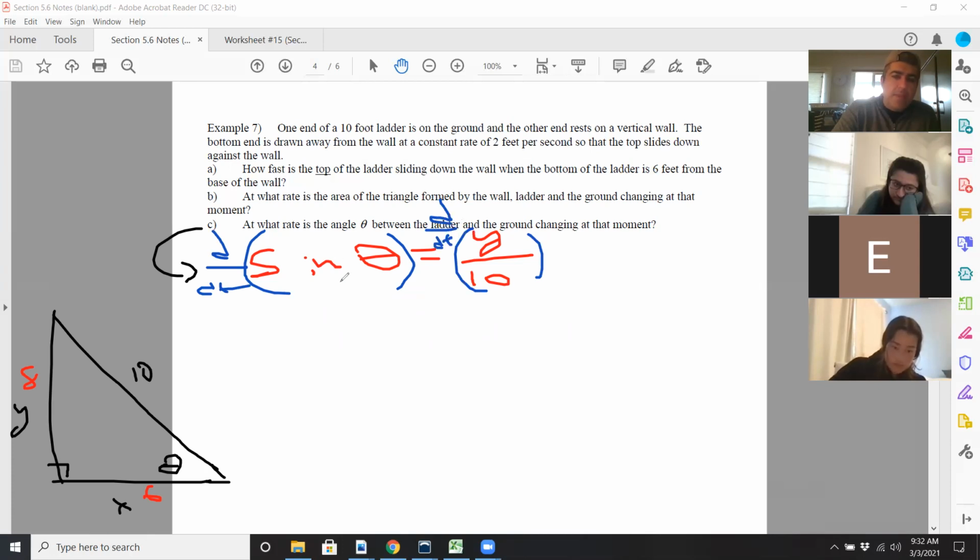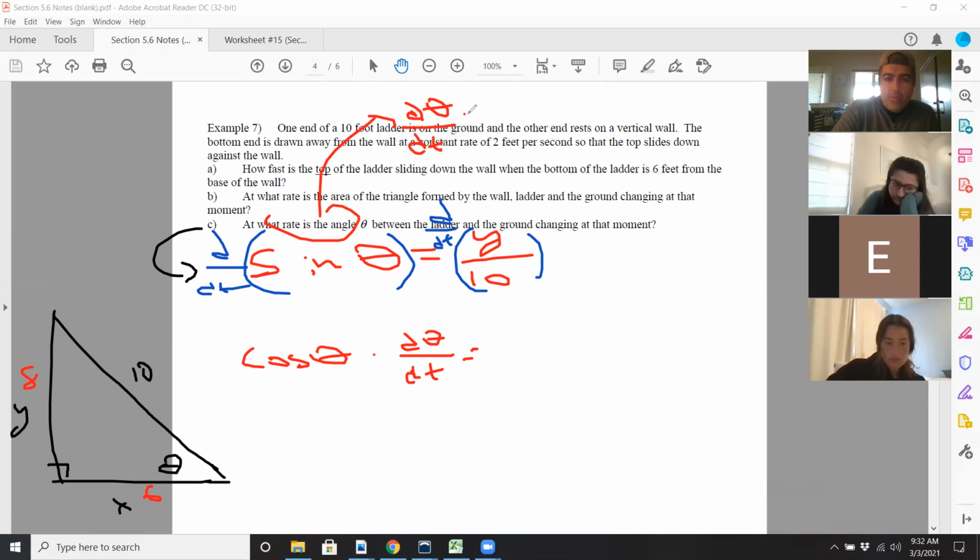Okay, so what's that going to be? That's going to be cosine theta, right? But you got to say times d theta dt. You got to say that. And that's what we're trying to find, right? We're trying to find d theta dt. I should probably mention that right from the get-go. And what's this? Well, that's just 1/10, but times dy over dt, which we already solved for in part A. We already knew dy over dt in part A was -3/2, right?